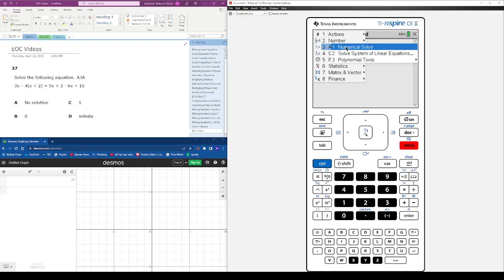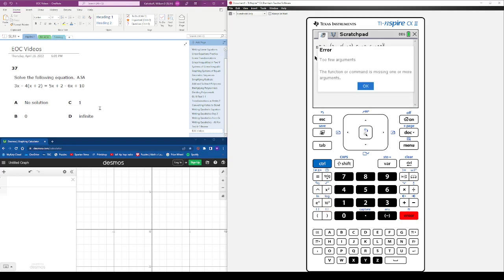The first one is called Numerical Solve. If we click on that, we get this nSolve. And we can type an equation, just like this one, into this parentheses. So we're going to type in 3x minus 4, parentheses, x plus 2, close parentheses, equals 5x plus 2 minus 6x plus 10, 6x. So exactly like we see it on the page, with parentheses and everything, just type exactly what we see. And then if we close the parentheses and hit enter, you're going to get an error.